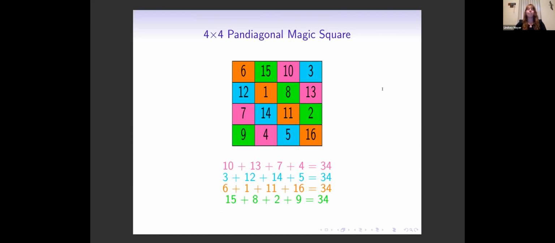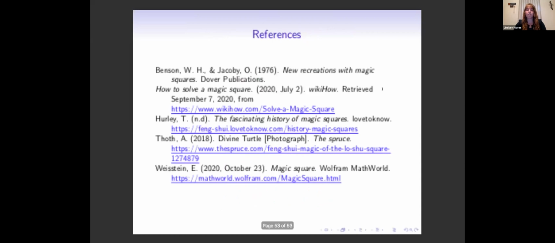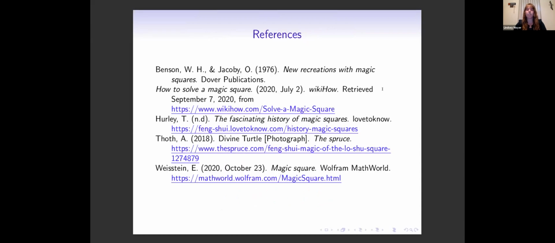And then here is my reference page. Most of my work for this section of my thesis came from the new recreations with the magic squares from Benson and Jacobi. Thank you so much for listening.